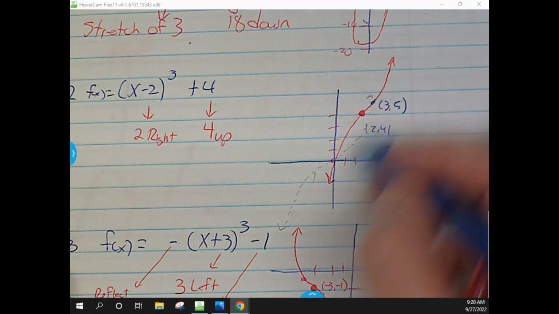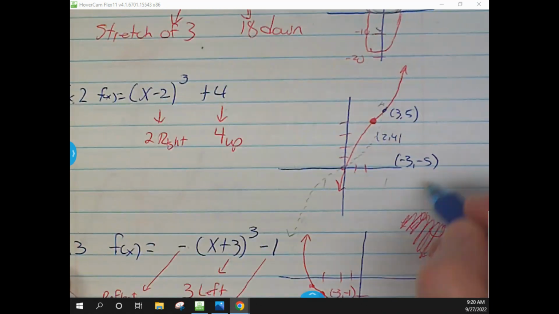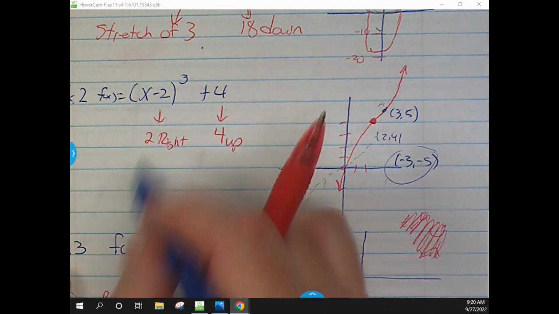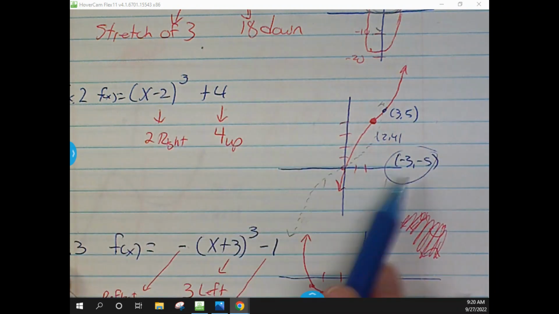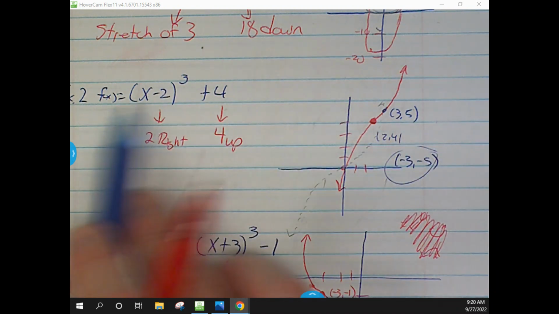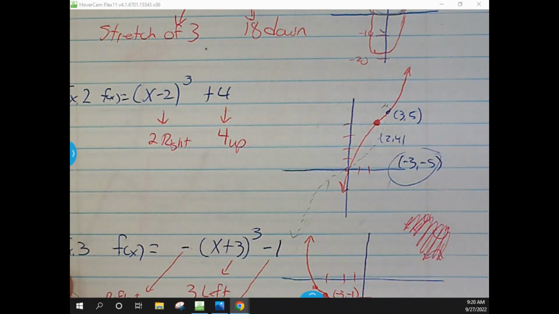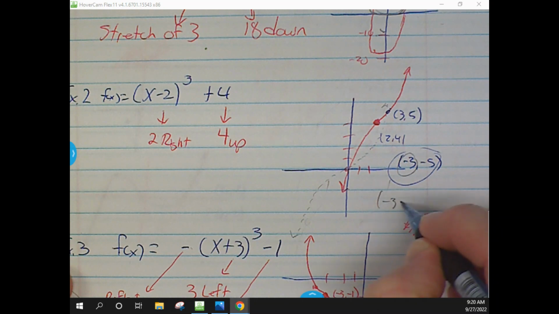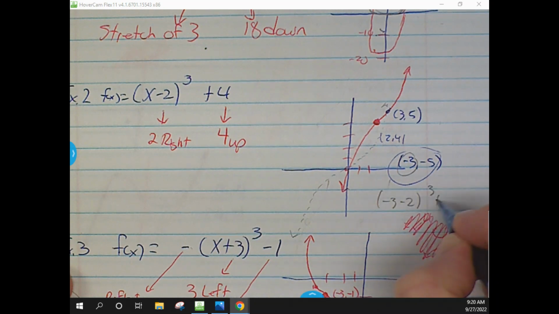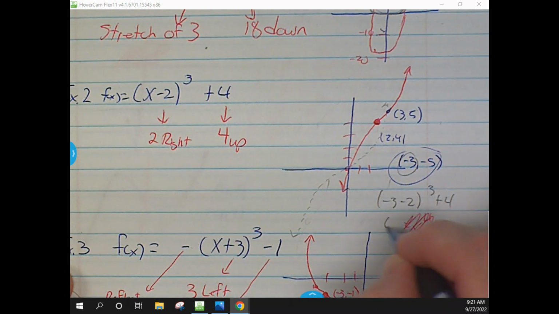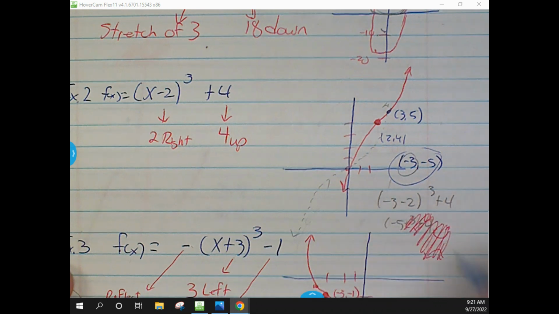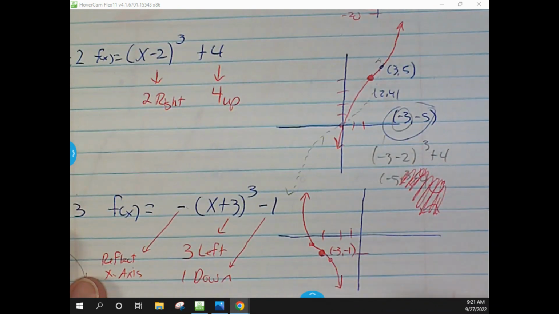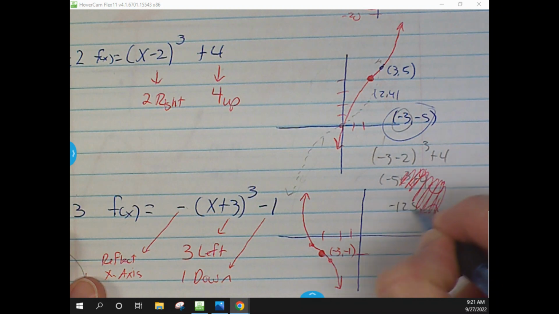And if you've got a graph like this and you're not really sure, that's where you have to plug this point in and see: if I plug in -3 and -5 for x and y, does it get this number? If you plug in -3 here, you'd have -5 to the third plus 4. If you do -5 cubed, that's -125 plus 4.